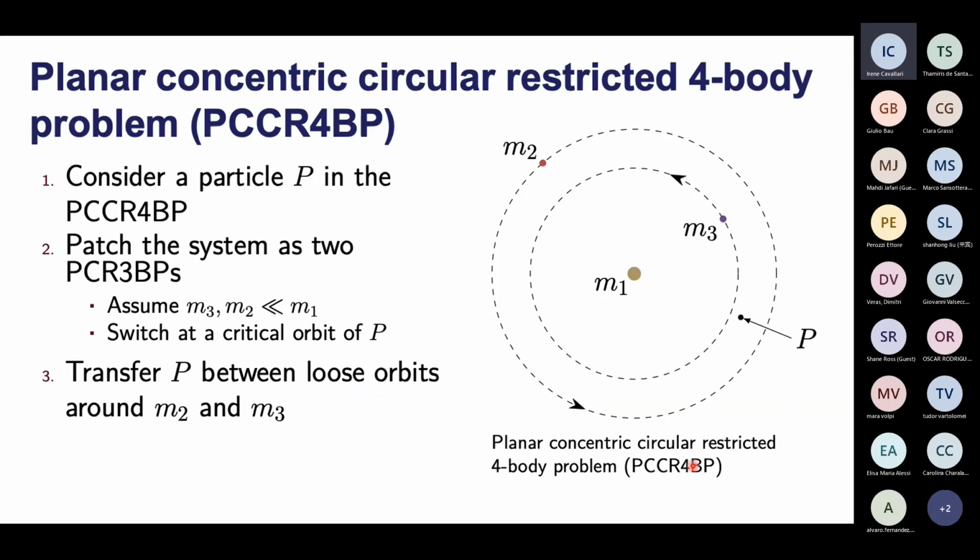Well, we'll consider the planar, concentric, circular, restricted 3-body problem. So this is where there's the central mass of the sun and then 2 planets. So M1, the sun, M2 and M3 being 2 planets that we'll idealize as being on circular orbits around M1. And we'll patch the system as 2 circular restricted 3-body problems. So we'll first consider the point P in, say, M1, M2 and the particle. And then we'll go to M1, M3 and the particle.